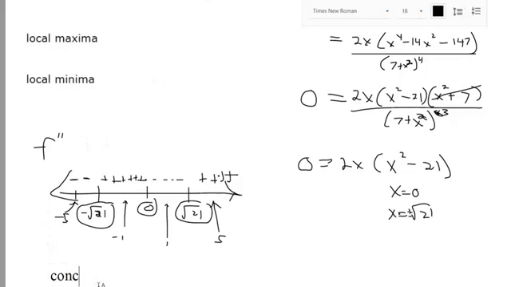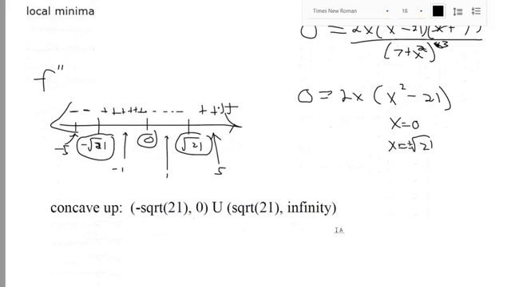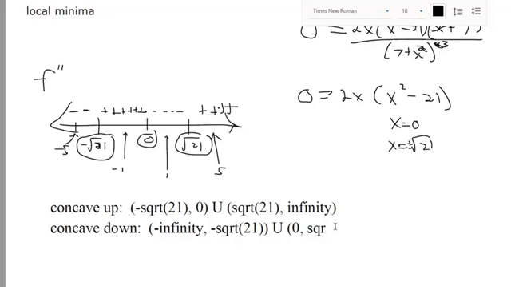It's concave up on the intervals negative square root of 21 to 0, because that's where it's positive. Then we put a union, and then it's square root of 21 to infinity. That's where it's concave up. And then it's concave down from negative infinity to negative square root of 21, because that's where the second derivative is negative. And then it's concave down between 0, so we need a union. Oh, I'm missing a parenthesis here. There we go. Now it's concave down also between 0 and square root of 21, because that's negative between those two.